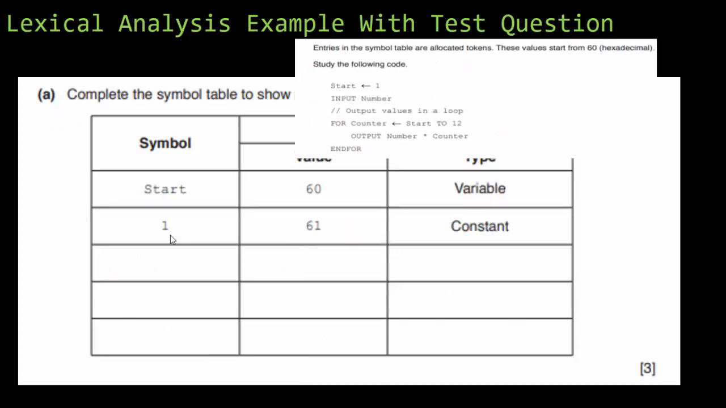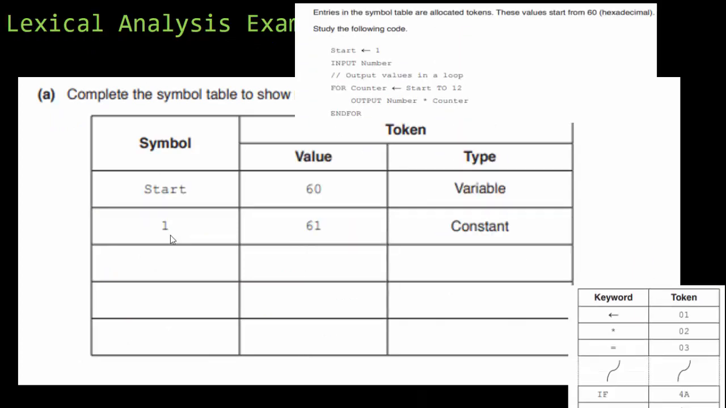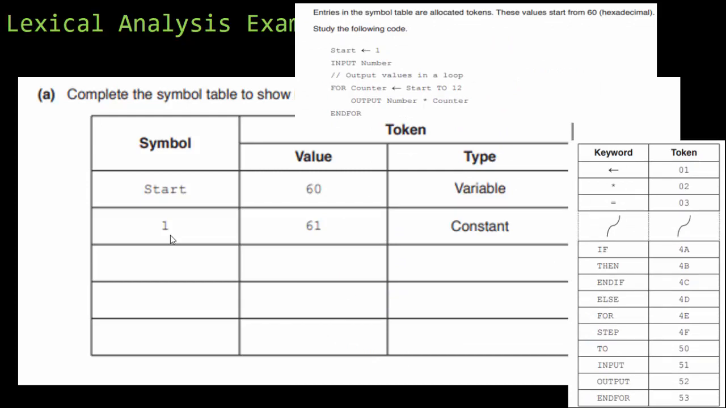But to fill this out, we're going to need our code, and we're also going to need the existing token table. So we have the keywords. Keywords are words that the compiler recognizes. The symbols are things that the compiler does not recognize, that we create, and we have to go in order, token by token or word by word in our program. So we have start. Start is not a recognized word by the compiler. I look in my keyword table, I don't see start. It told me that it starts from 60, so I put in start, I put 60.